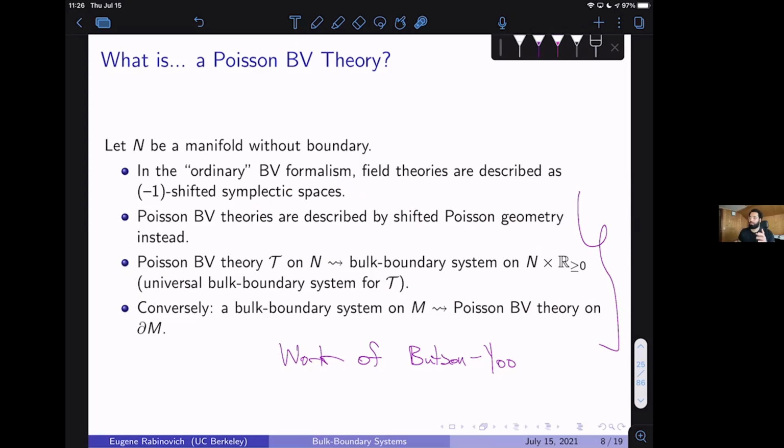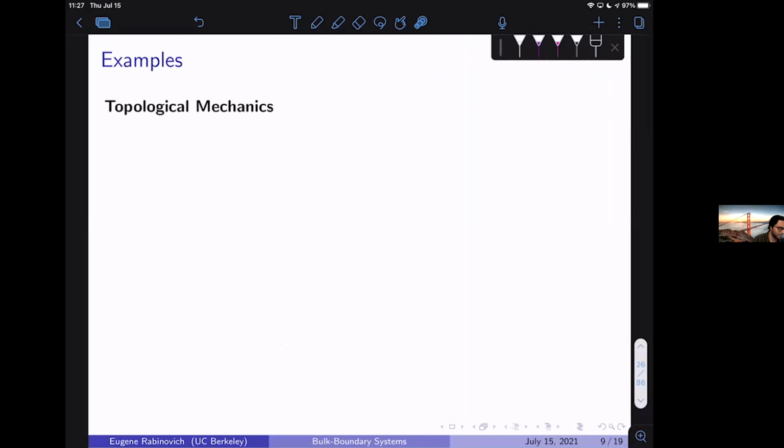Maybe I can just add, Kontsevich also already knew probably about the Poisson sigma model. That's also something you can use as a BV theory in this setting, right? Yeah, exactly. The Poisson sigma model is the corresponding universal bulk boundary system for this Poisson topological mechanics. Right. All right, so let me run through some examples very quickly. A lot of them will come back again. So topological mechanics has as its space, we choose first some symplectic vector space.